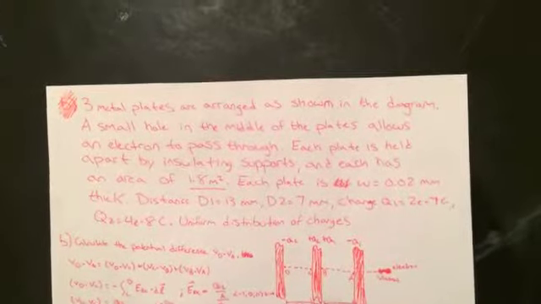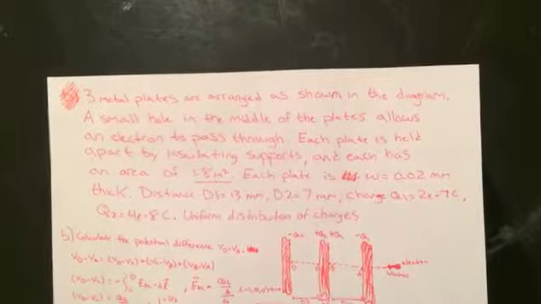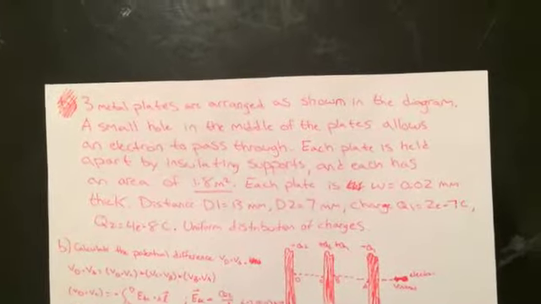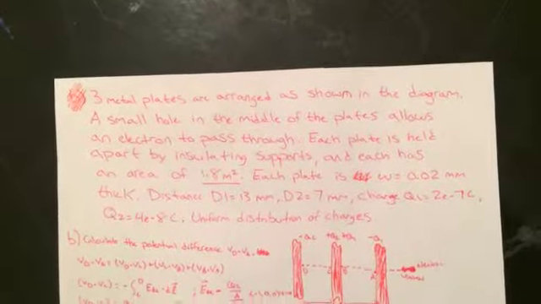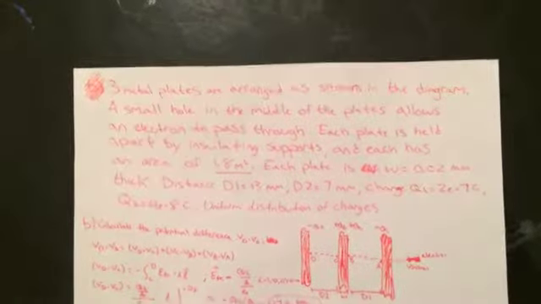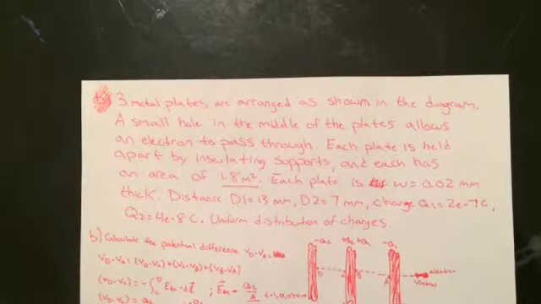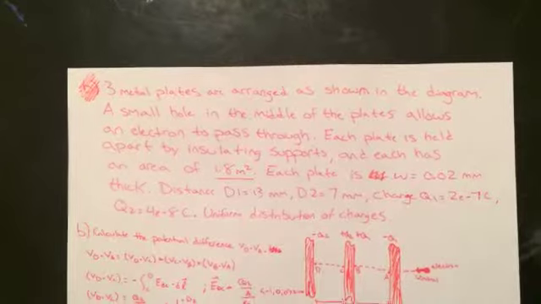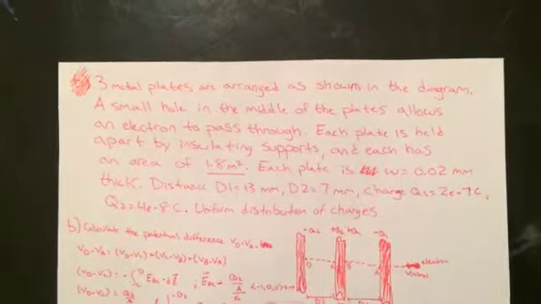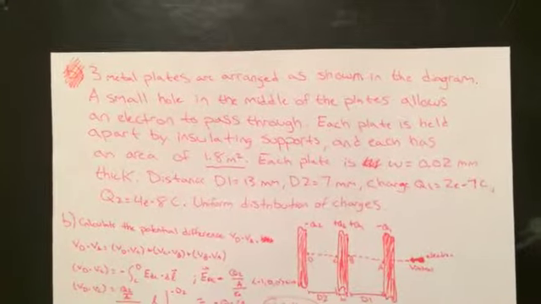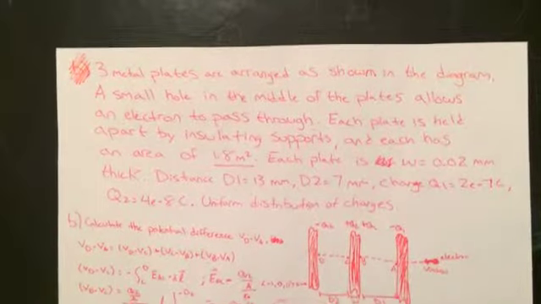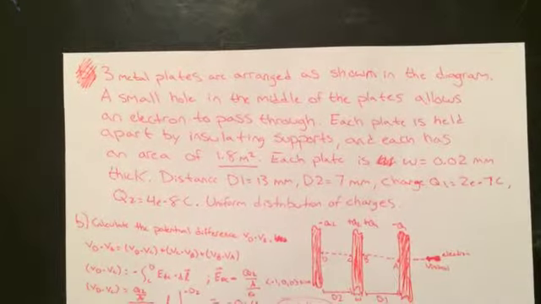Hey guys, so part B isn't really related to part A in the problem, but it says 3 metal plates are arranged as shown in the diagram. A small hole in the middle of the plates allows an electron to pass through. Each plate is held apart by insulating supports, which aren't shown, and each has an area of 1.8 meters squared. Each plate is 0.02 millimeters thick. Distance d1 equals 13 millimeters, d2 equals 7 millimeters.